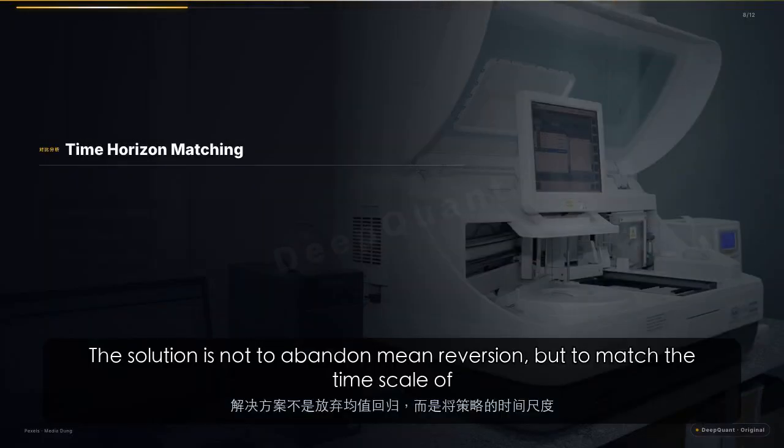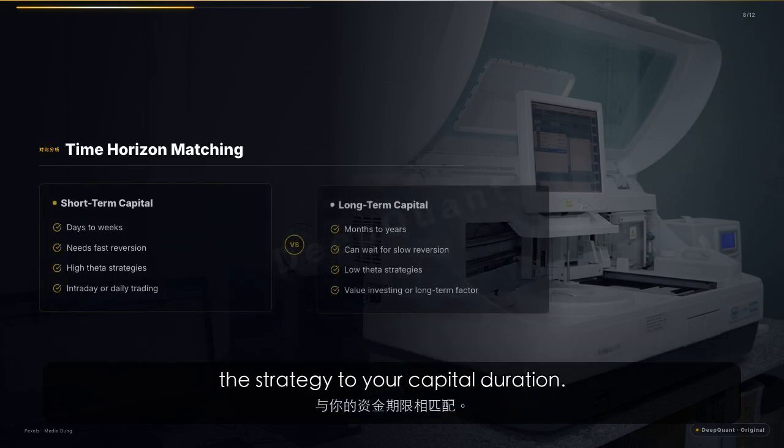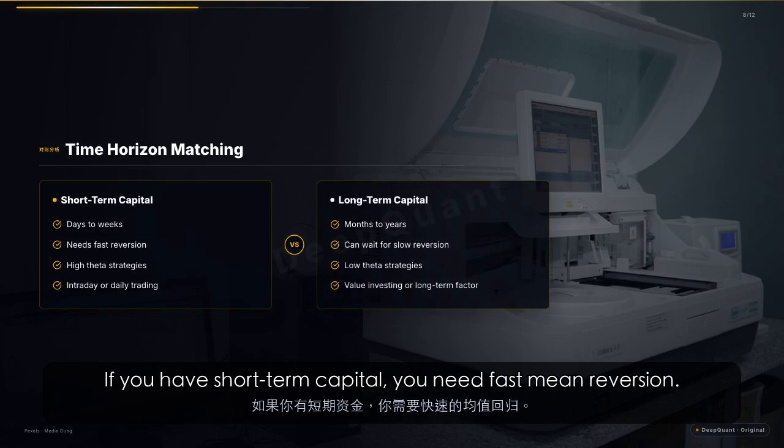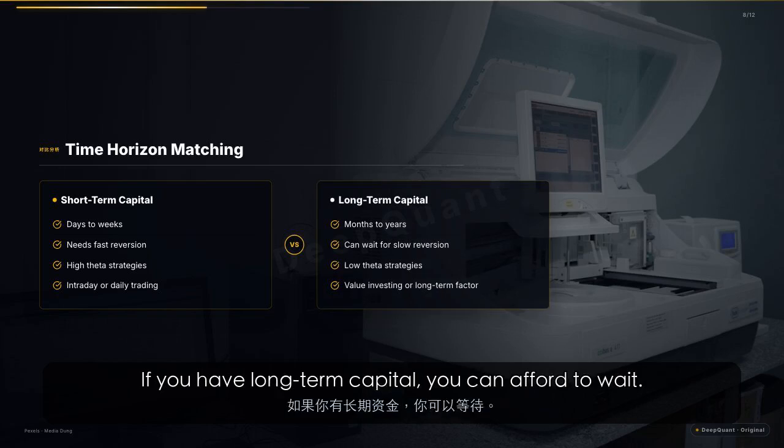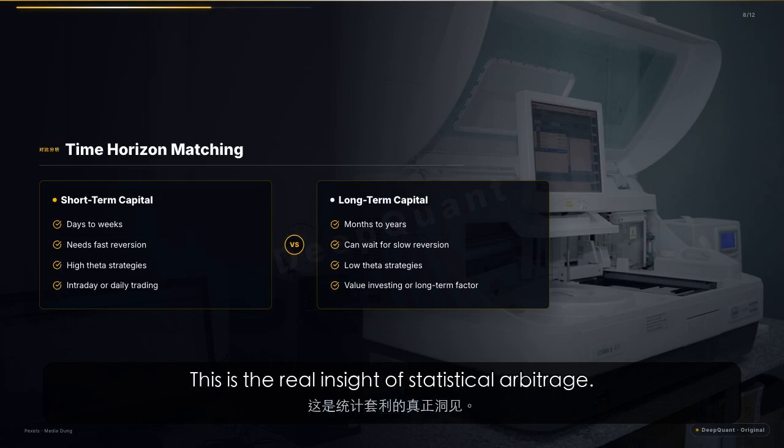The solution is not to abandon mean reversion, but to match the time scale of the strategy to your capital duration. If you have short-term capital, you need fast mean reversion. If you have long-term capital, you can afford to wait. The mismatch is the killer. This is the real insight of statistical arbitrage.